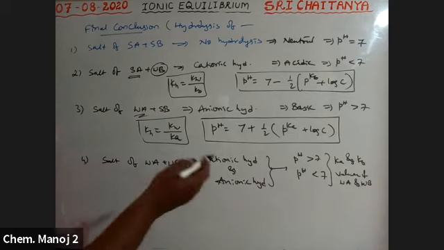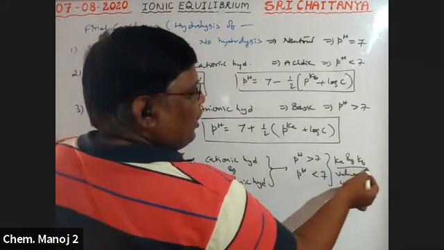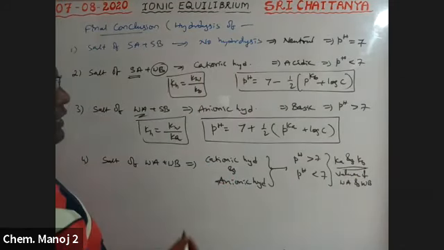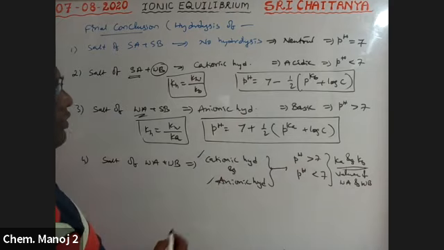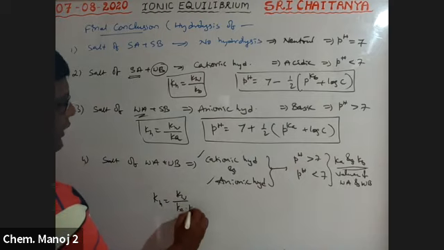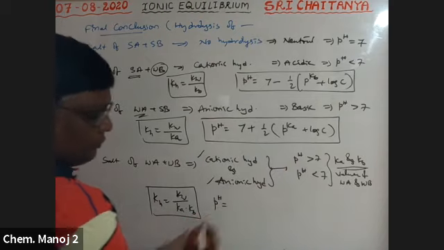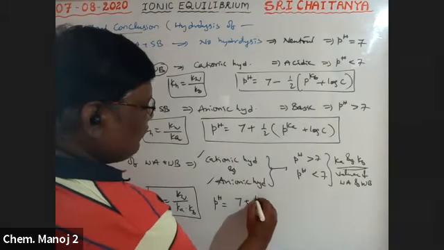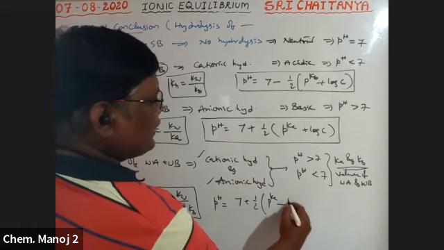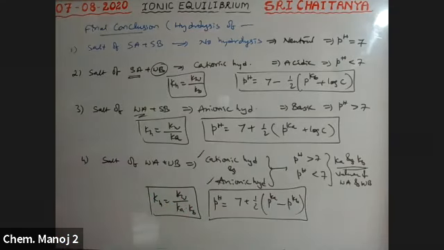So the nature of the solution finally depends on the Ka and Kb values only, not on the concentration. Both cationic and anionic hydrolysis take place. Here Kh is equal to Kw by Ka into Kb, and pH is equal to 7 plus 1 by 2 (pKa minus pKb). So these are the formulas used to calculate pH for different types of solutions.